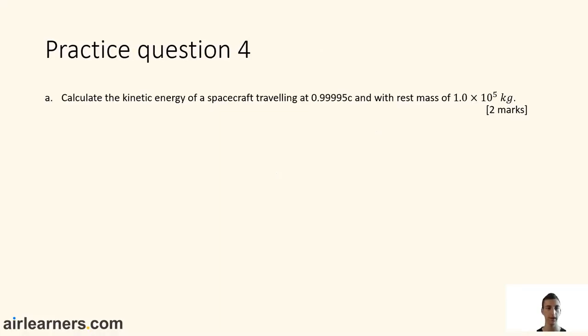All right, so here we go. Practice question 4a. Calculate the kinetic energy of a spacecraft traveling at 0.99995 c and with rest mass of 1.0 times 10 to the 5 kilograms. Couple of marks, couple of minutes. You can click pause, and once you're finished, click play again.